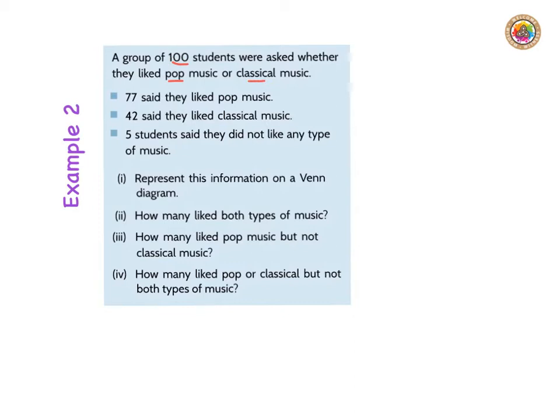So we have two sets, one that we're going to call P and the other that we're going to call C. Okay, we're told 77 like pop, 42 like classical, 5 said they don't like any type. So those people that don't like any type, they're going to be outside the Venn diagram. They're going to be in outer space, but still inside the universe. So we're going to plot that now on a Venn diagram.